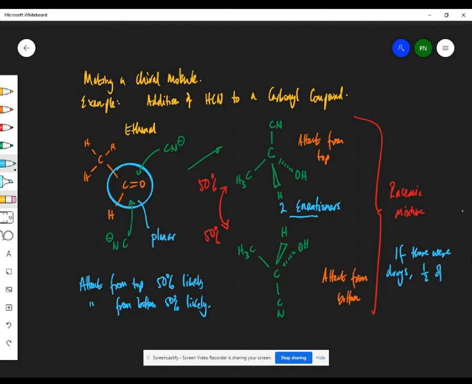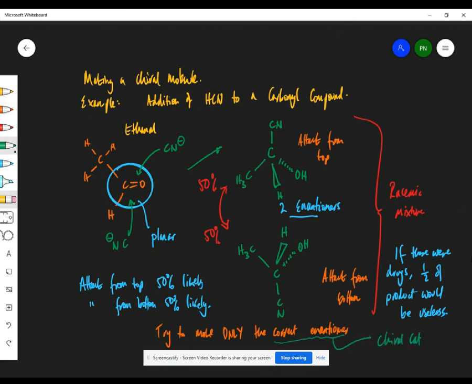So if these were drugs, half of them wouldn't work. Only one of them works. So half of the drug would be useless. So what we do is we try and make only one enantiomer, and we only want the correct ones for drug action. So let's do this again.